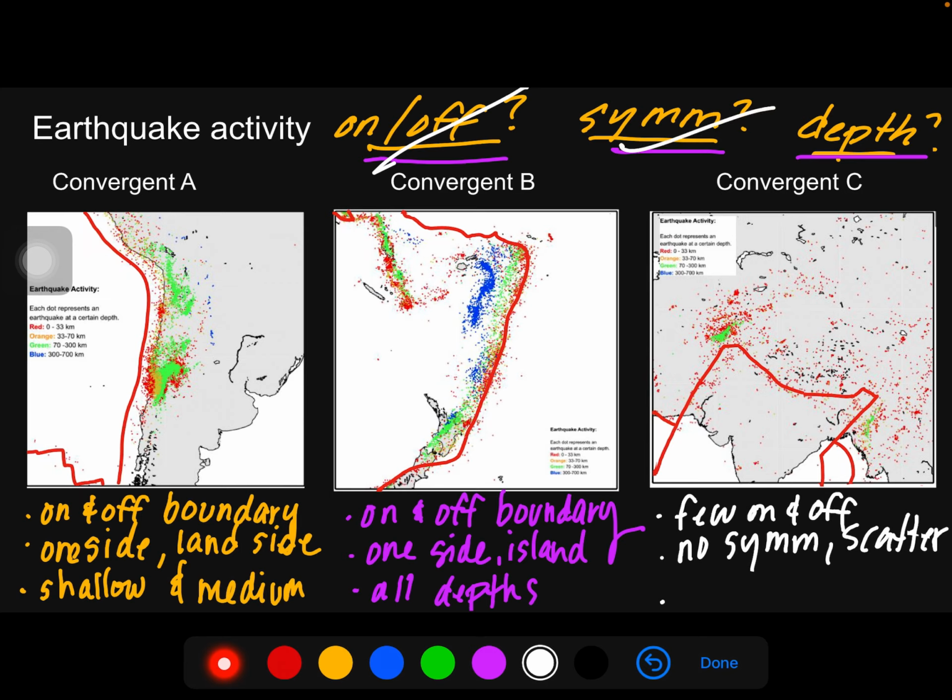And finally, what is the depth of the earthquakes here? Clearly see they're mostly in red. That is going to be our shallow earthquake. So all this information should be filled in your volcanoes section of your chart. Take a quick pause and just think to yourself about something you see the same and something that's different.